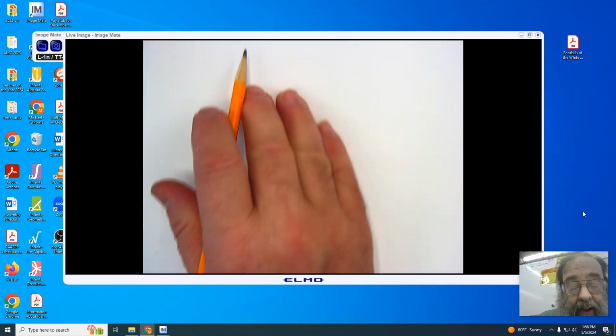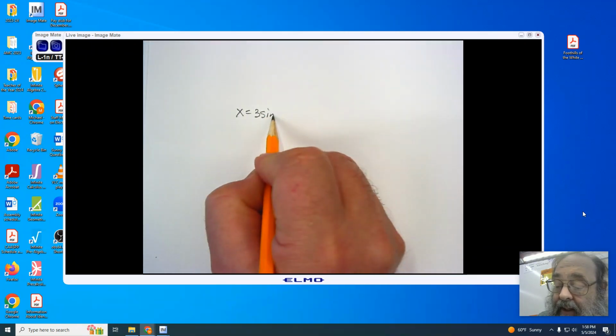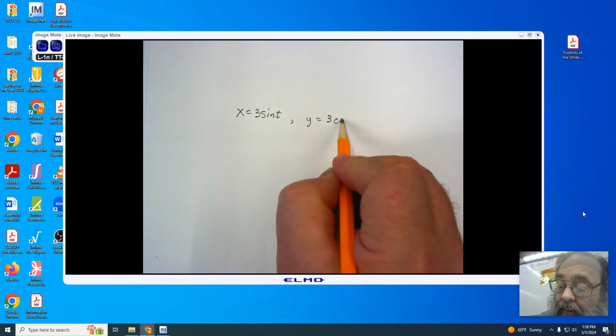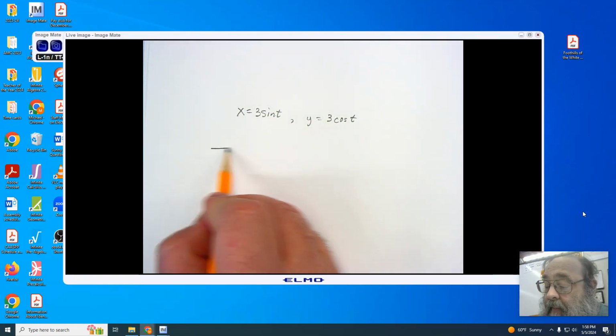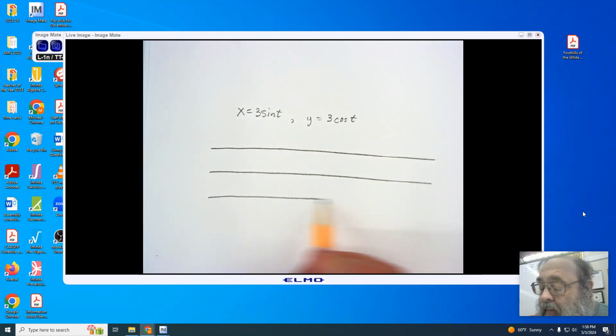And that's how we graph a parabola or any other function, no matter what it might be. For example, it could be trig. Here, let's take a look at a trig function. Let's say that we have x equals 3 sine t, and we have y equaling 3 cosine t. The table that I'm going to have to make in terms of time will now have to be radians.